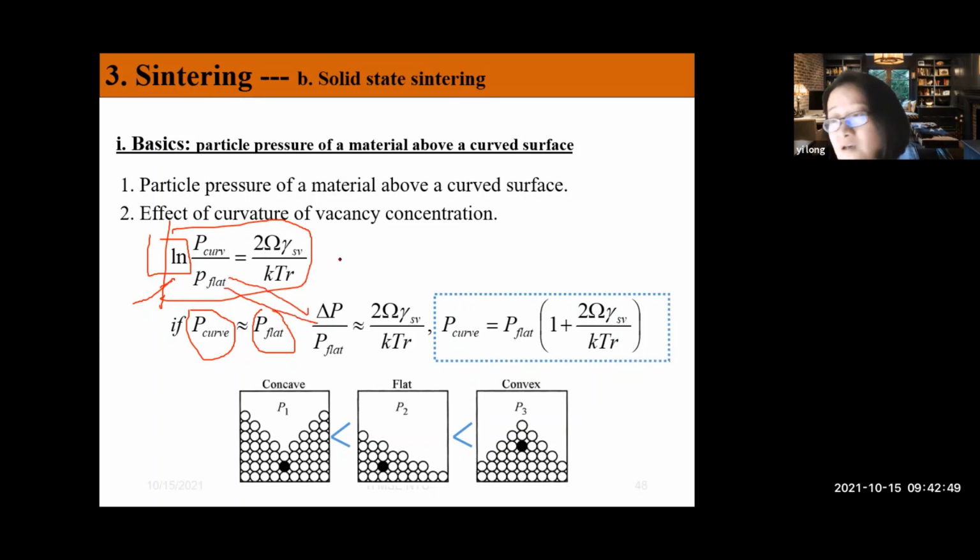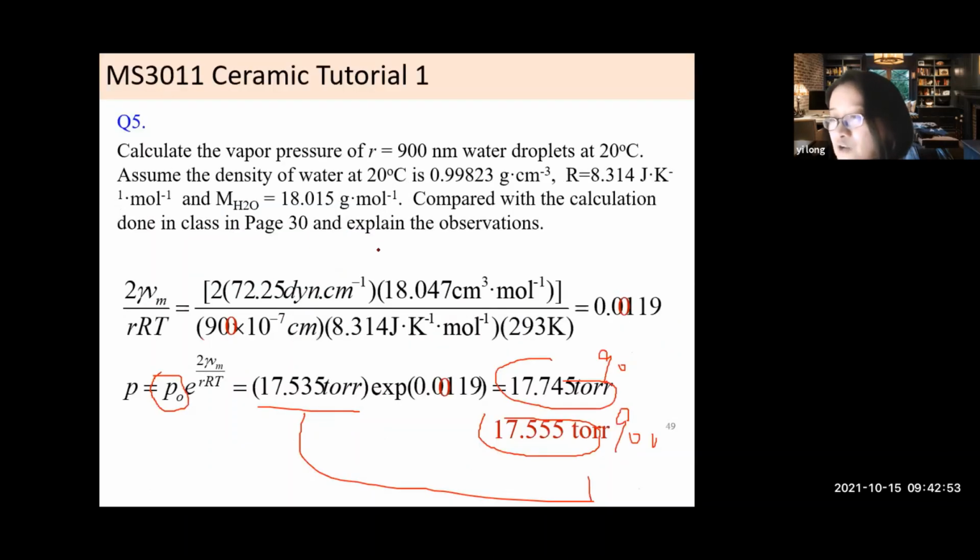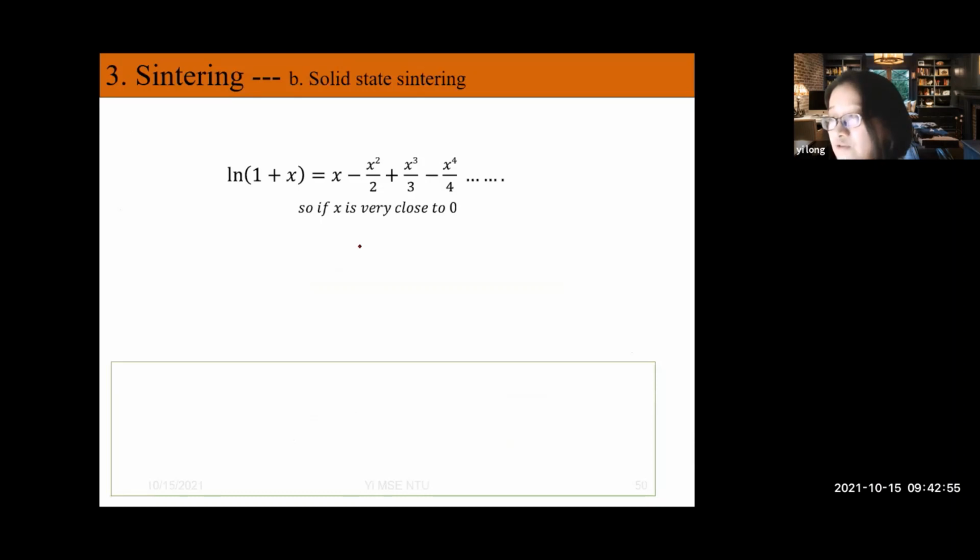So how can we get this? There's a small math manipulation there. I'll just very quickly go through it. If you have problems, no worry. I'm going to explain again in the tutorial. ln(1 + x) equals x minus x squared over 2, plus x cubed over 3, minus x to the power 4 over 4, and so on. This is the mathematical equation which is available everywhere.